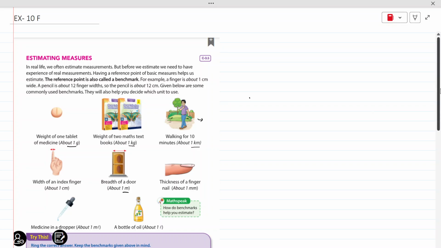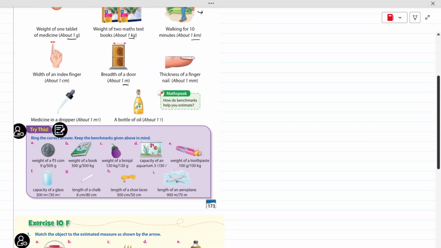Now, let us go through this. Ring the correct answer. Keep the benchmarks given below in mind. We have a 5 rupee coin, and its weight will be either 9 grams or 500 grams. See kids, 500 grams is too much for the weight of a coin. It must be 9 grams. Now the weight of a book: 500 grams or 500 kgs. It is 500 grams because 500 kgs is too much. It's a very big weight.